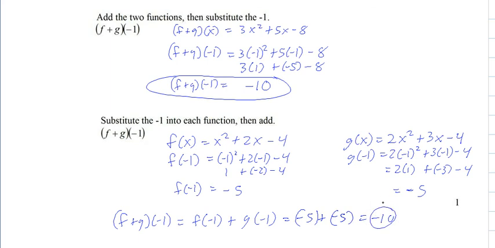So the whole point of this is you can find the function f plus g of x first, and then substitute the negative 1. Or you could substitute the negative 1 into both functions, and then just add them. It's going to give you the same answer. But that's it. Adding functions, you just add them.